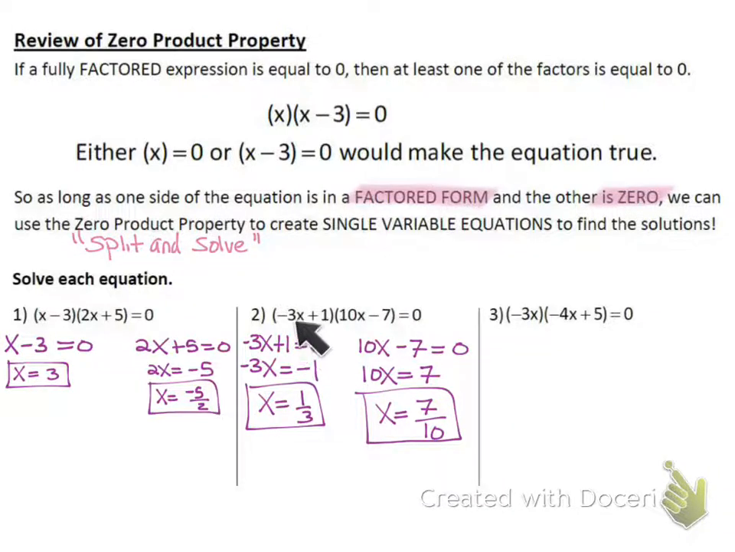Notice, two factors, two answers. I'd say that happens about 90% of the time. The number of answers that you get should be equal to the number of x's that you have in your factored form. So now it's your turn to try.